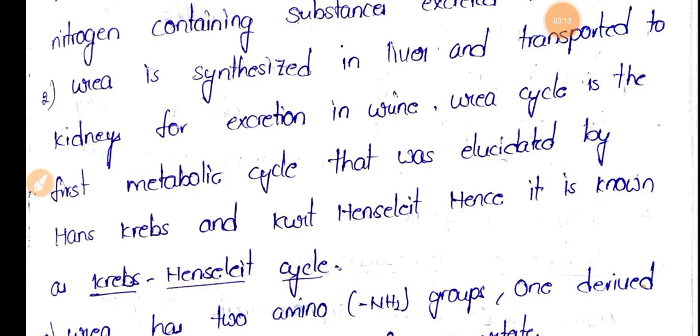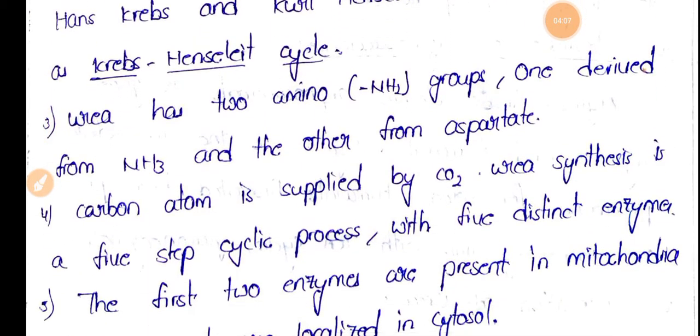The urea cycle is the first metabolic cycle that was elucidated by Hans Krebs and Kurt Henseleit. These are the two scientists who identified this cycle. They elucidated each and every step present in urea metabolism, and each step was explained in detail by them, and that's why we can also call the urea cycle the Krebs-Henseleit cycle. So the urea cycle and the Krebs-Henseleit cycle are the same.